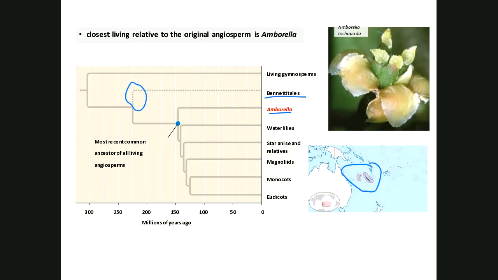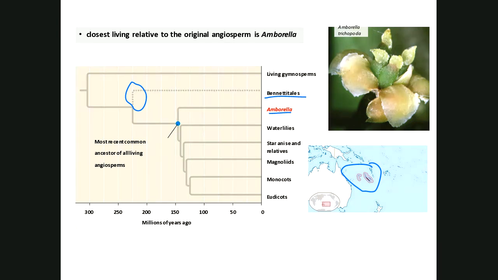We have the water lilies, the star anise, and then the relatives, or the star anise, not anise for God's sakes, the star anise and their relatives. A big group of magnoliids, and yes, that's where the magnolia comes from. And then, of course, we also have the monocots and what we call the eudicots. So let's take a look at some of those.